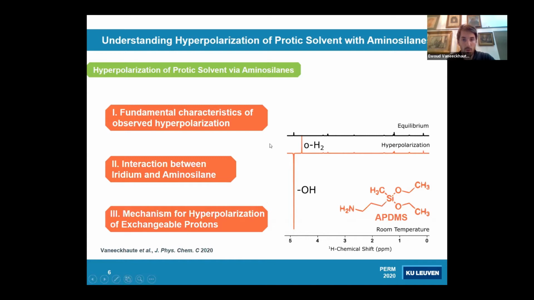Now, first I'm going to discuss a little bit about mainly the low field dependence of this hyperpolarization here. Also discuss how we managed to see the interaction between this aminosilane and iridium, and then afterwards try to come up with a mechanism of why this is happening in our system.